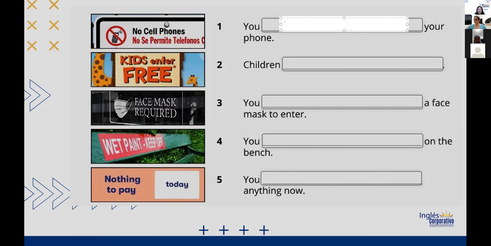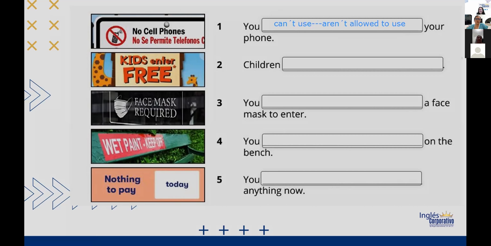Hold on, give me one second, because my computer is a little bit crazy. You can use your cell phone, or you aren't allowed to use your cell phone here. I think I can make this a little bit bigger and put it right here. All right.